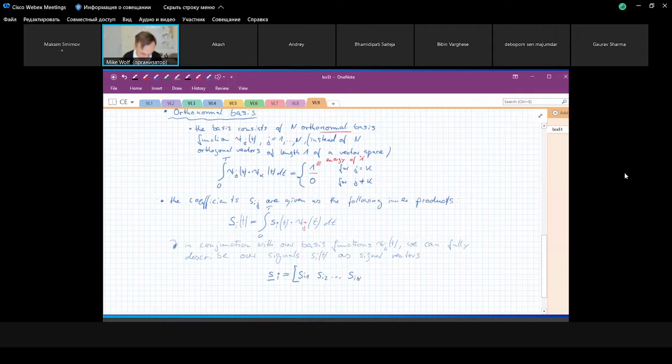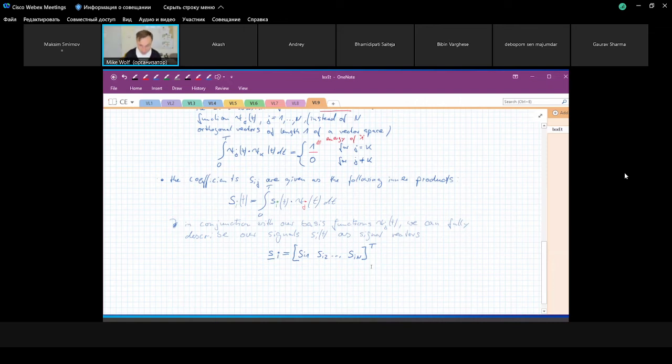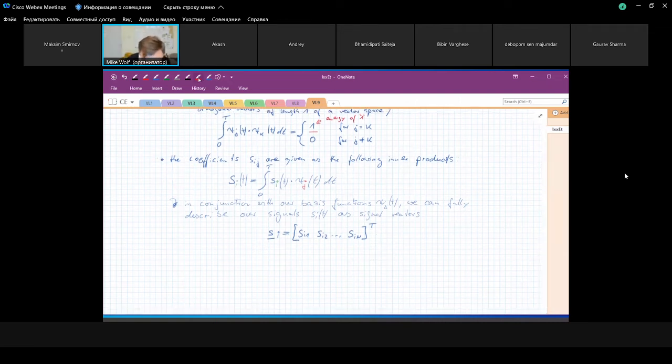If we use capital N of these basis functions, and we usually use, in opposition to information theory encoding, column vectors. Therefore, to save space, I write here a row vector, but I use this T, which means transposed. And now we can discuss the old example.